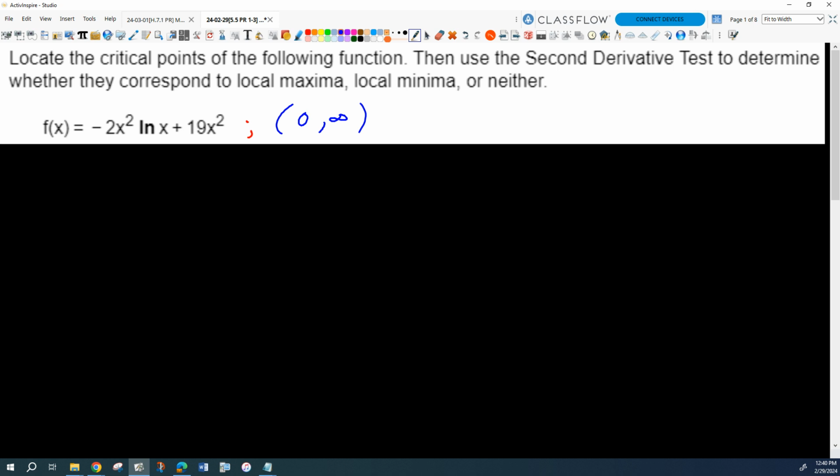Okay. So because of that, do we need to worry about symmetry? No, because symmetry would be with respect to the origin or the y-axis, which would only be relevant if we had negative numbers in our domain, which we don't, right? So we don't have to worry about symmetry. Okay, so let's differentiate.